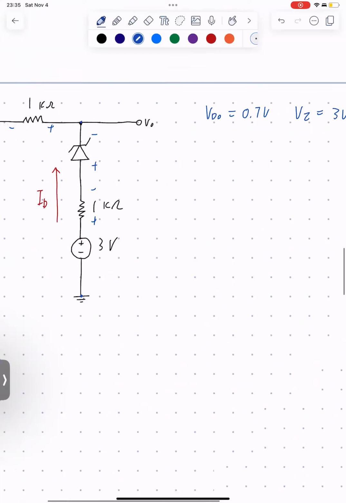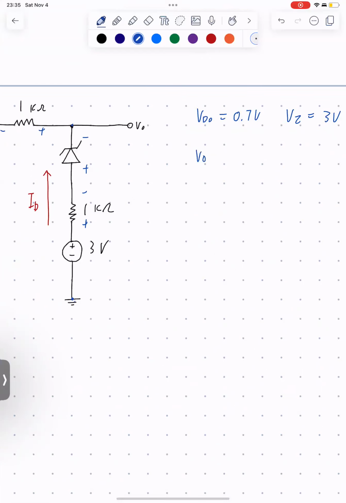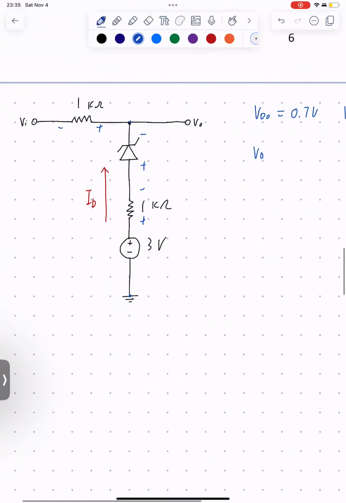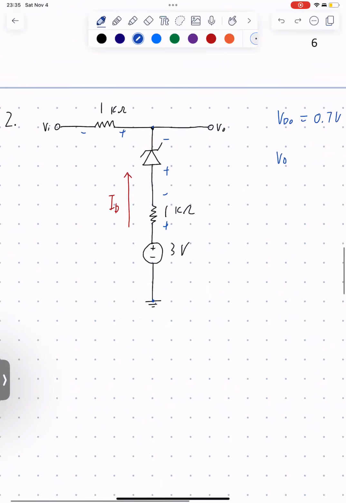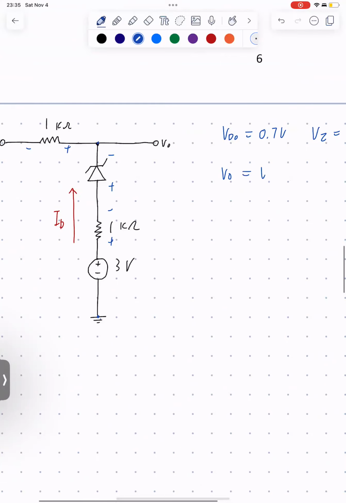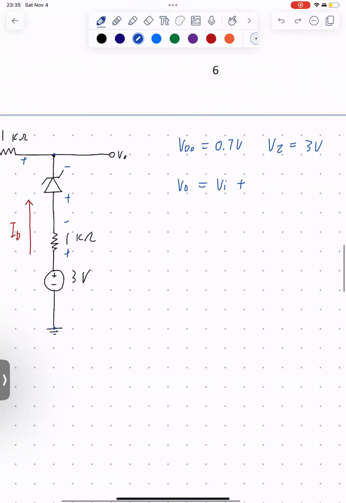Let's first find an equation where we can express V out in relation to VI. We can see that there's only one resistor voltage in between. So V out is just equal to VI plus this resistor voltage, which is 1 kilo ohm times ID. So that's our equation for V out.